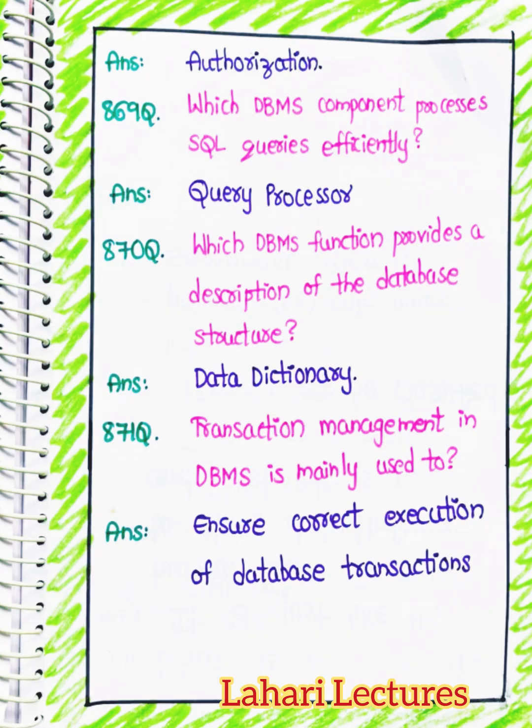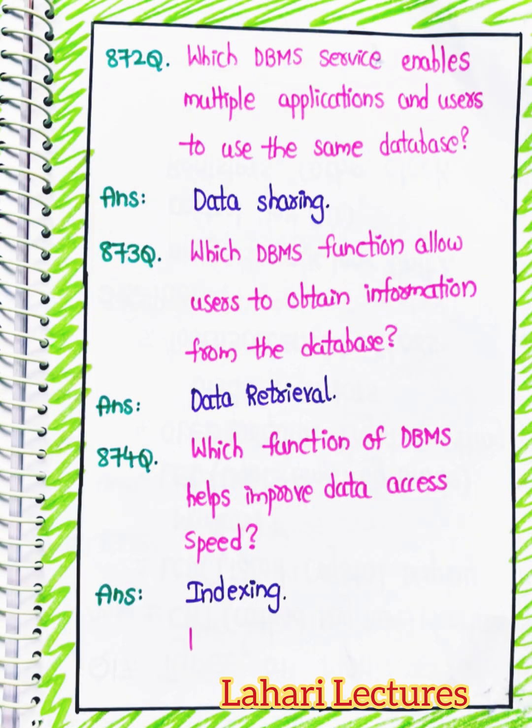Next question, which DBMS component processes SQL queries efficiently? Query processor. Which DBMS function provides a description of the database structure? Data dictionary. Transaction management in DBMS is mainly used to ensure correct execution of database transactions. Next question, which DBMS service enables multiple applications and users to use the same database? Data sharing.